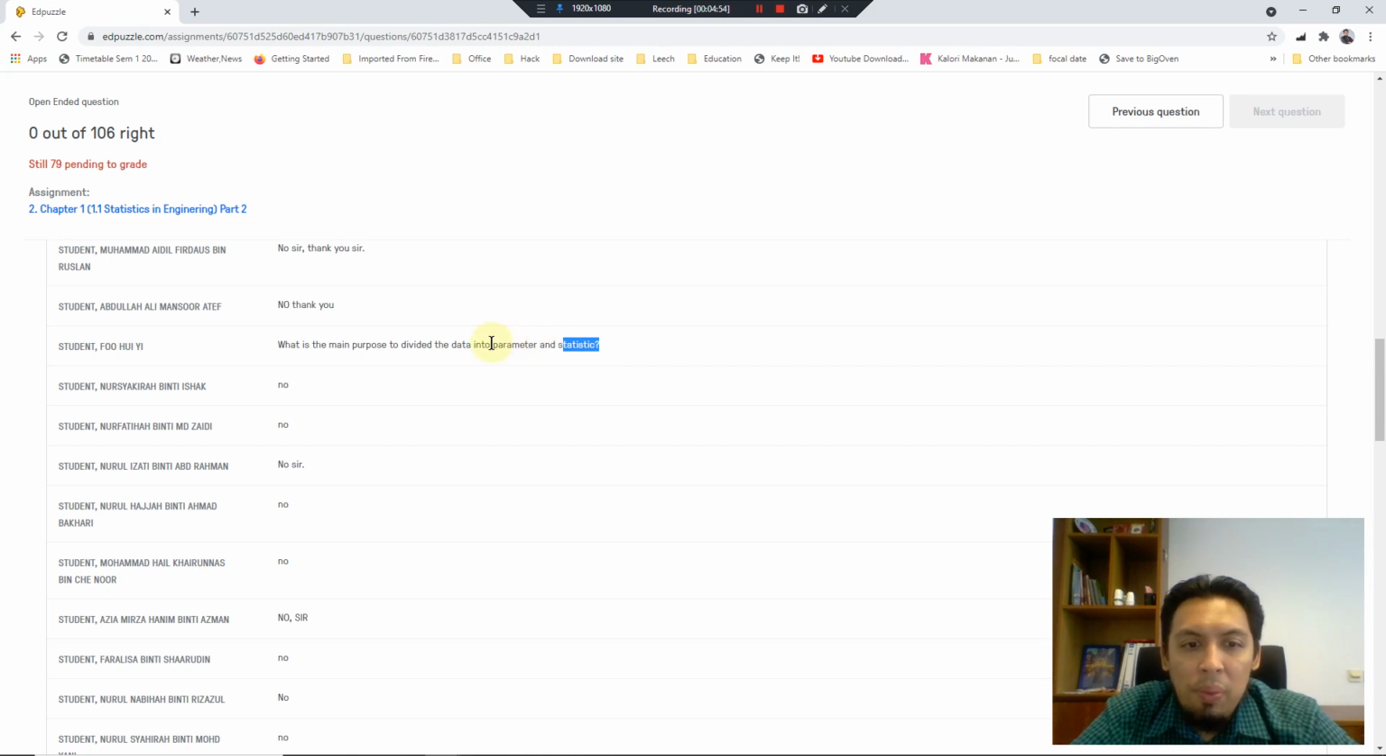As for parameter, if you have information from the population, then to come up with a decision for that population you don't need to do further analysis in chapters 3, 4, 5. You can just stick with chapter 1, which is descriptive statistics, because you have all of the data there and you don't need to do any further estimation.